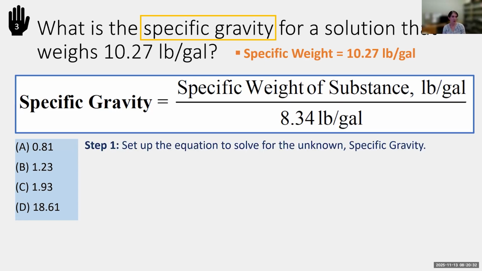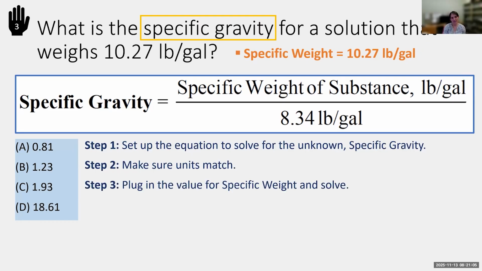So let's move to step one. Step one, again, is setting up the equation to solve for the unknown, specific gravity. Well, the equation is already set up to calculate specific gravity, so we don't have to rearrange it. We can move on to step two. For step two, we're making sure that our units match. So specific weight is in pounds per gallon, and the specific weight that we're given is in pounds per gallon. So the units match.